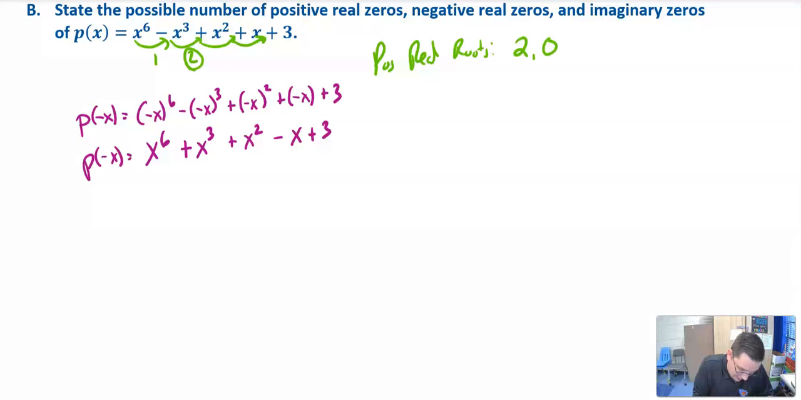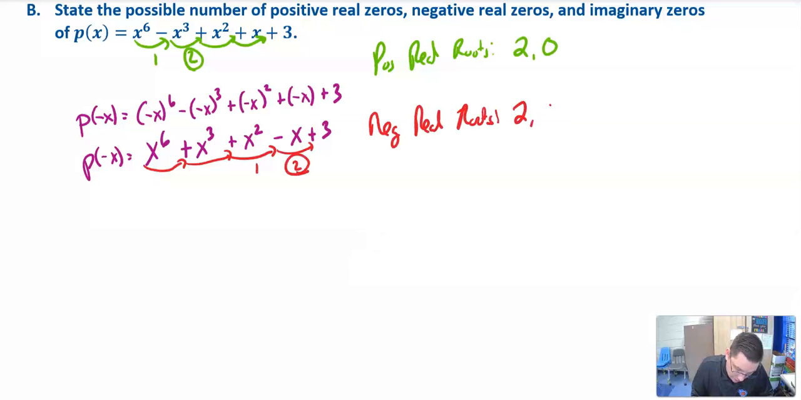And so let's look at our sign changes there. Positive, positive, not a change. Positive, positive, not a change. Positive, negative, that's our first change. Negative, positive is our second change. So how many negative real roots do we have? It could be 2 or it could be 0, because 2 minus 2.